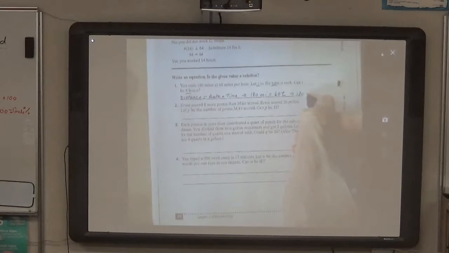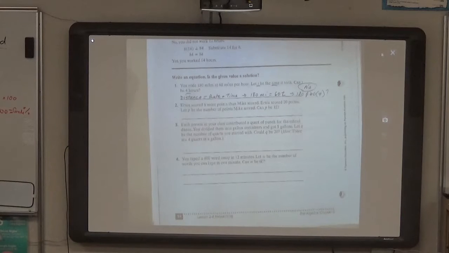No. So write in 180 equals 60 times 4. And we know that that's not true. 6 times 4 is 24. So 60 times 4 is 240. So this is a false equation. So put a line through it and write no. Okay? Yes or no also means true or false, right?